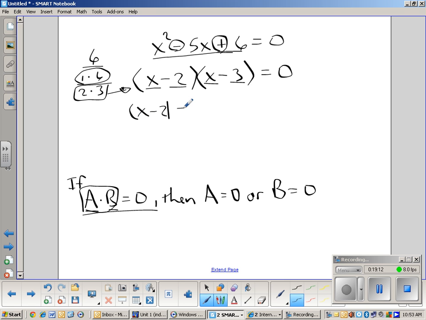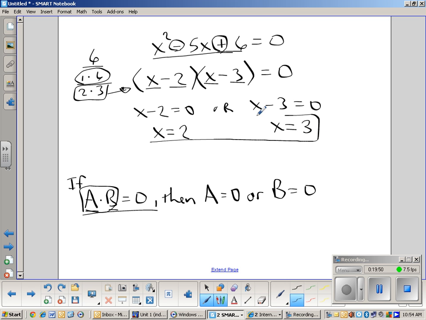X minus 2, didn't really need the parentheses, is equal to 0, or x minus 3 is equal to 0. So if x minus 2 equals 0, what's x equal? Positive 2. Remember, add 2 to both sides? If x minus 3 is equal to 0, what's x equal? Positive 3. So those are my answers.